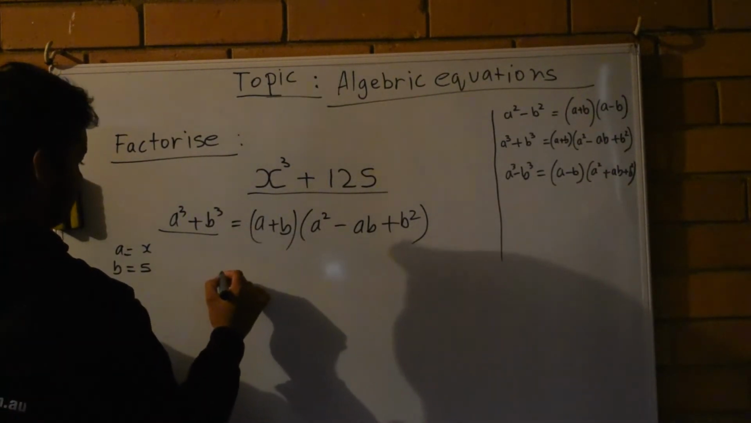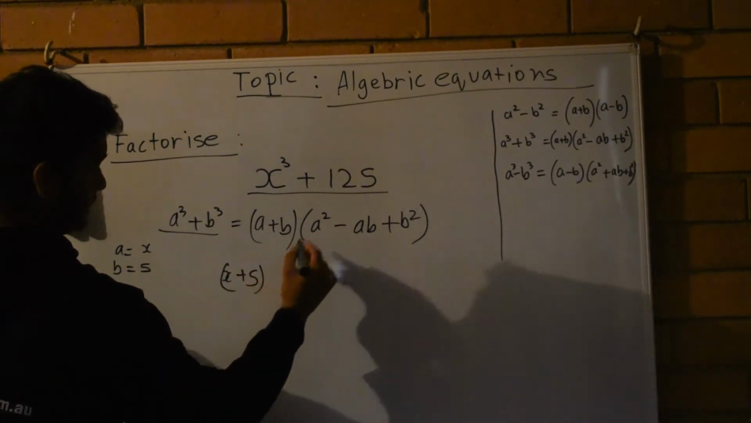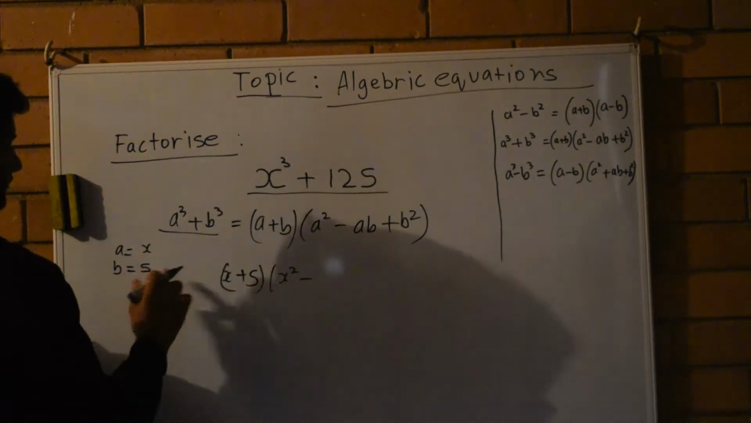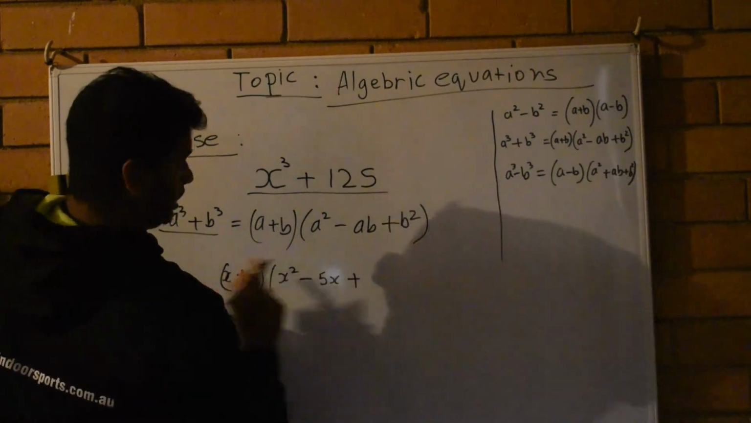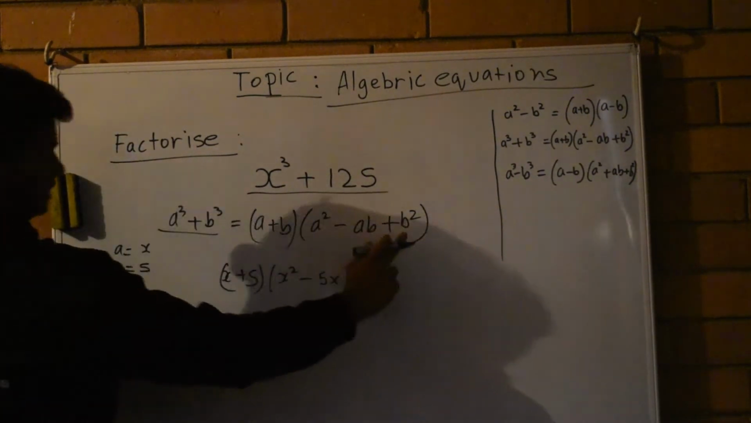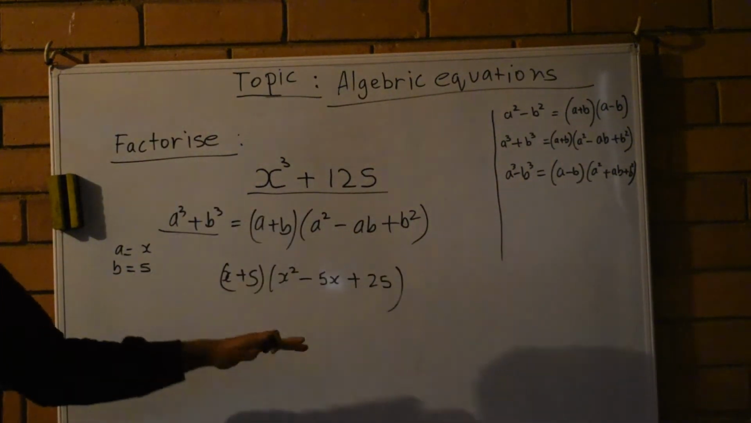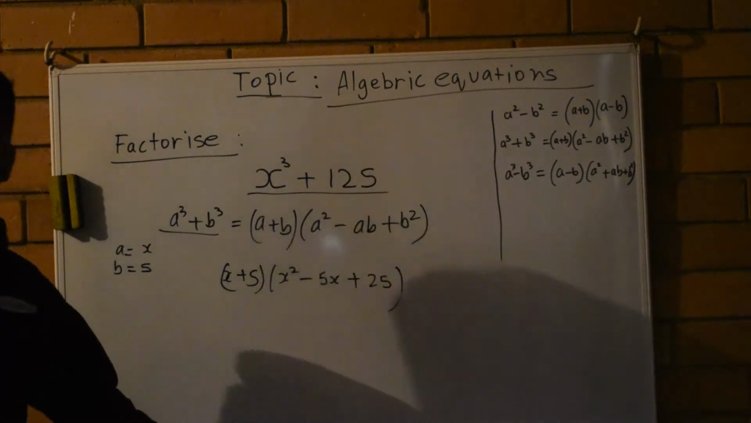So it'll just be x plus 5, and we'll go x squared minus a times b, so 5x, plus b squared, which is 25. So that's our factorised answer done. Let's do a simplification problem now.